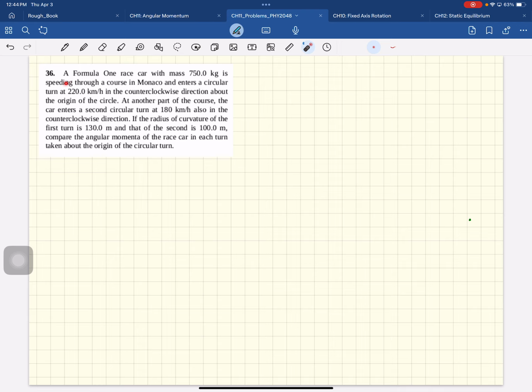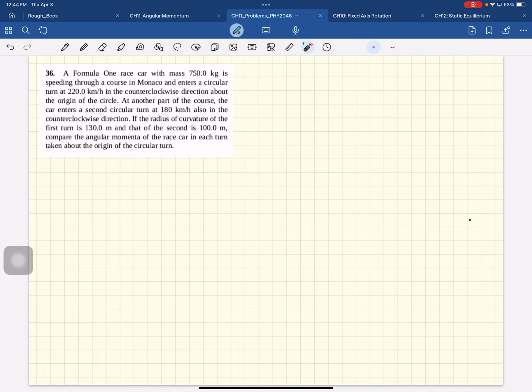Okay, so this says a Formula One racing car with a mass of 750 kgs is speeding through a course in Monaco and enters a circular turn at 220 kilometers per hour. Okay, so that's about half the weight of a small car. And this is going in a counterclockwise direction about the origin of the circle.